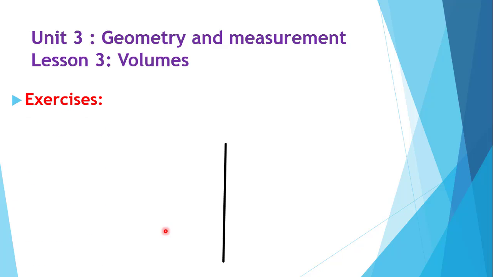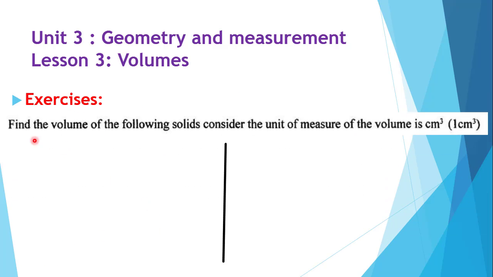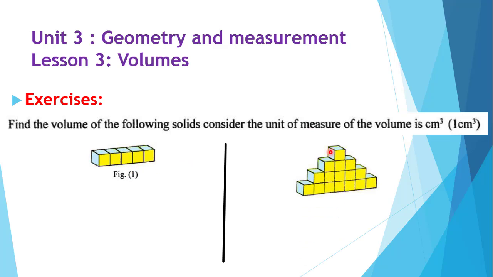Okay, let's take some examples. Find the volume of the following solids. Consider the unit of measure of the volume is centimeter cube. Here we have figure 1 and another figure, figure 2. Let's start with figure 1. I want the volume of this solid. Let's count the cubes. How many cubes here? 1, 2, 3, 4, and 5. So the volume here is 5 centimeter cube.